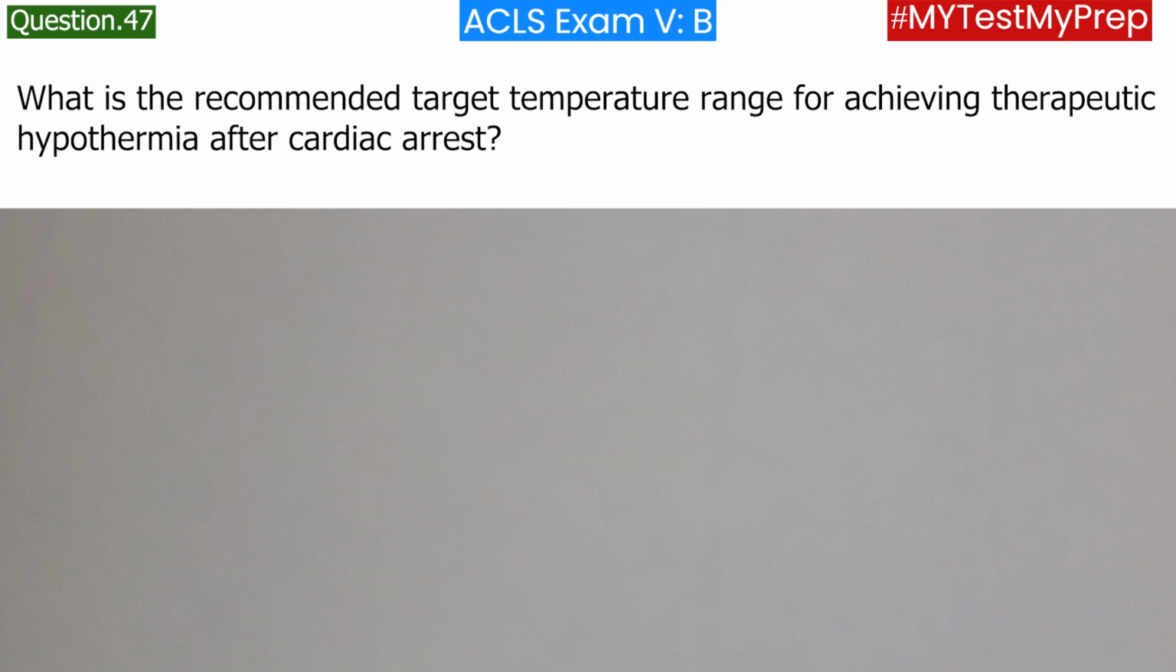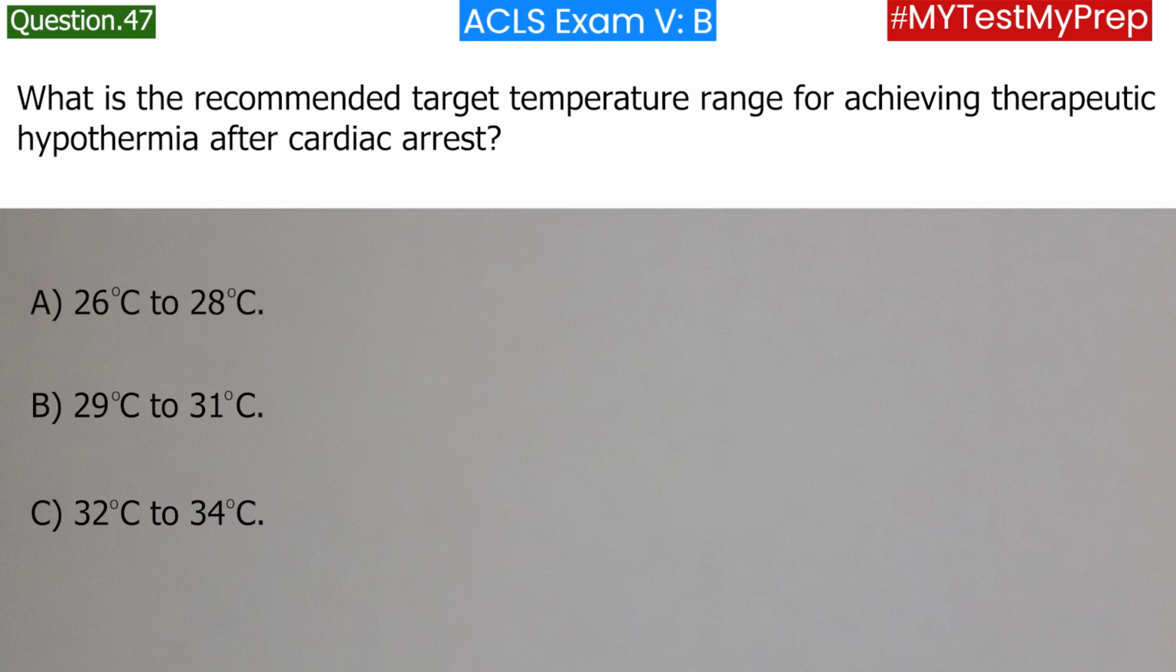What is the recommended target temperature range for achieving therapeutic hypothermia after cardiac arrest? A. 26 degrees C to 28 degrees C. B. 29 degrees C to 31 degrees C. C. 32 degrees C to 34 degrees C. D. 35 degrees C to 37 degrees C. Answer: C. 32 degrees C to 34 degrees C.